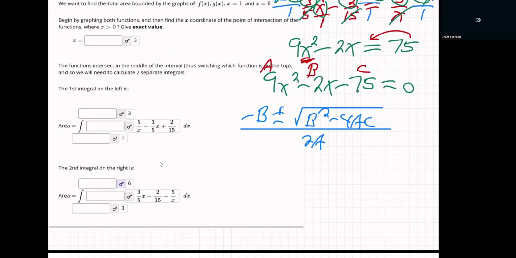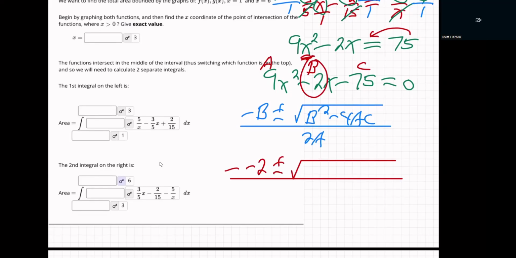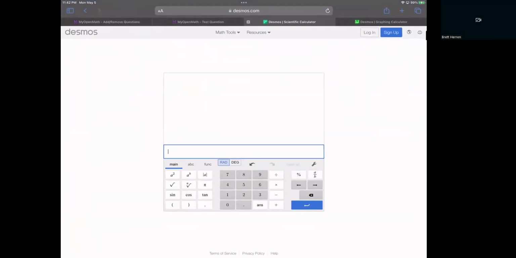So I'm going to go straight to Desmos and plug it in. I'll write it right here first, and then I'll go to Desmos. So it's negative b, which is negative 2, double negative, plus or minus the square root of b squared. I'll also go 2 squared, because that negative is going to be positive. b squared minus 4 times a, which is 9, times c, which is negative 75, all over 2a. Let's go to Desmos.